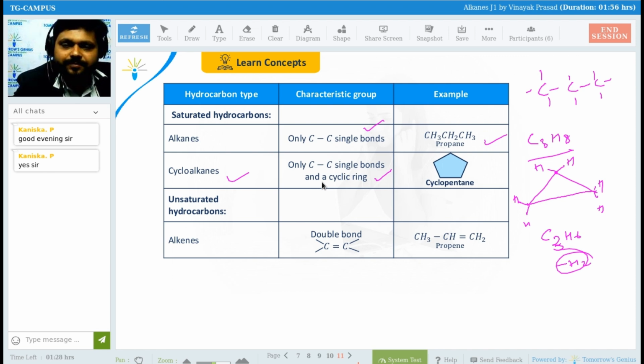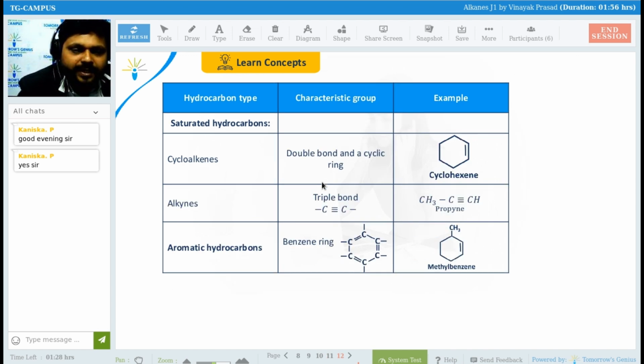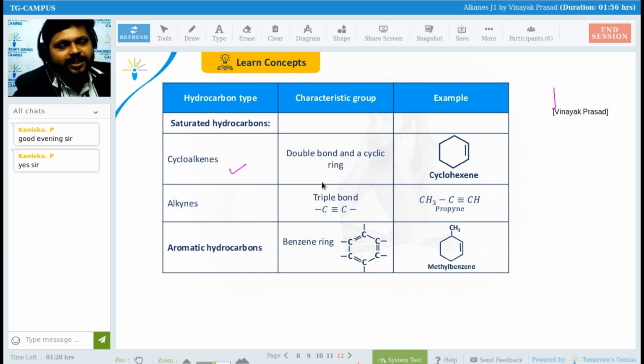What happens with alkenes? A double bond will be there. This is propene. We have seen these things. Cycloalkenes, what will be there? See guys, any time a double bond comes, it will take 2 hydrogen at least. We have to give two hydrogens to form one double bond.